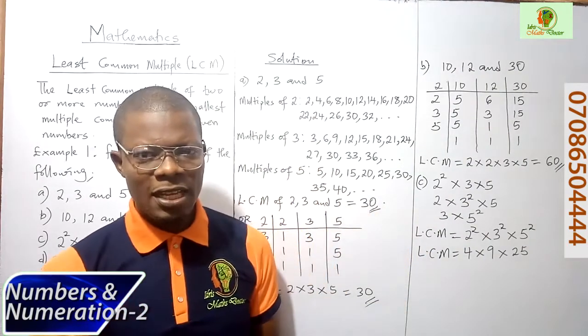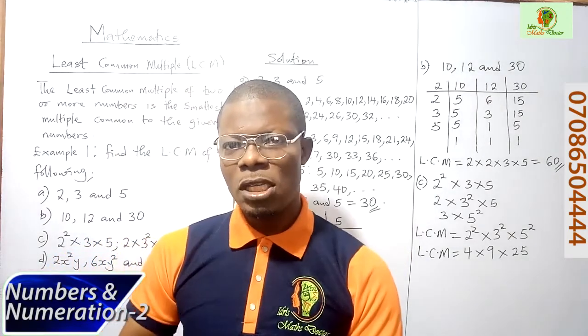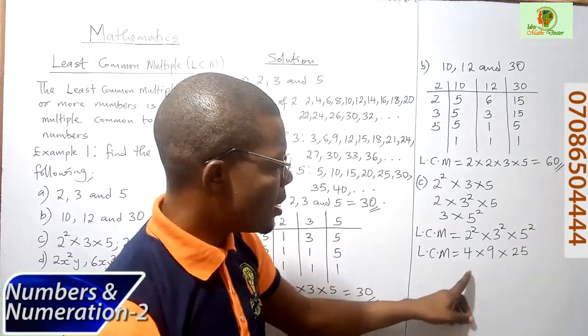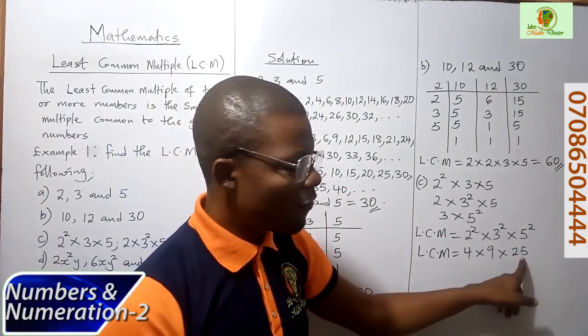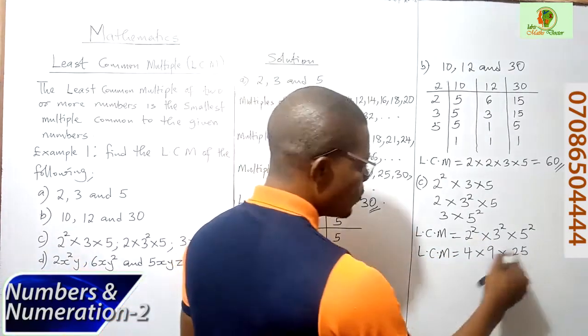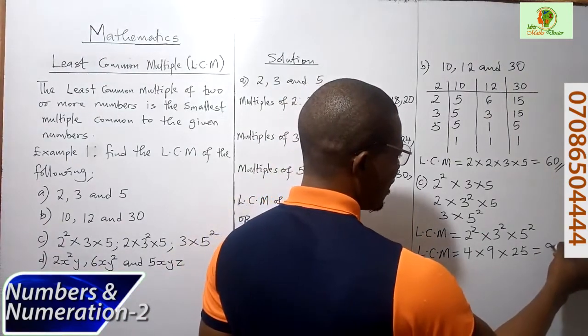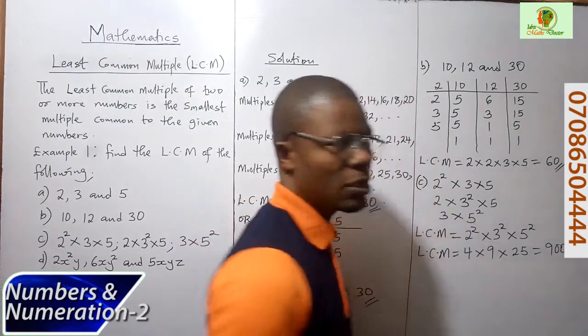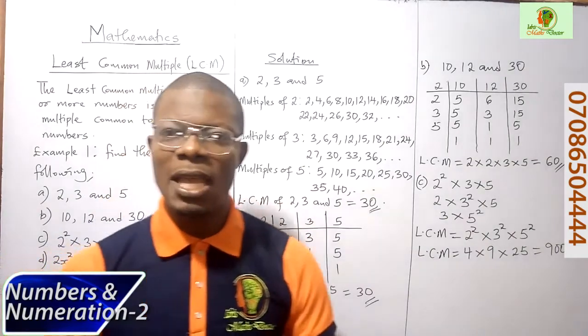2 times 3 gives 6. 3 times 2 is also what? 6. So in this case, I'm going to say 4 times 25. That will give me 100. Very simple. So 100, we now multiply by 9. That means the LCM is what? 900. Is that clear? The LCM is 900.